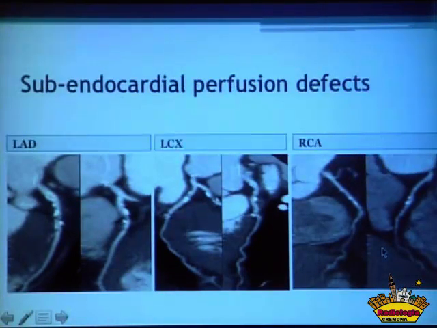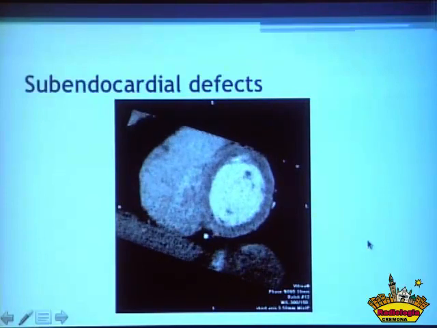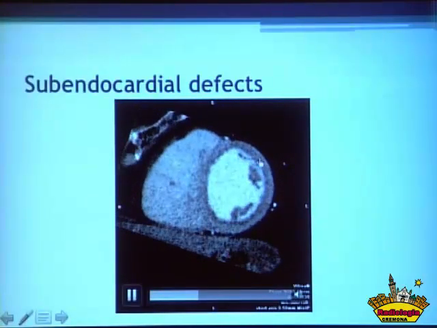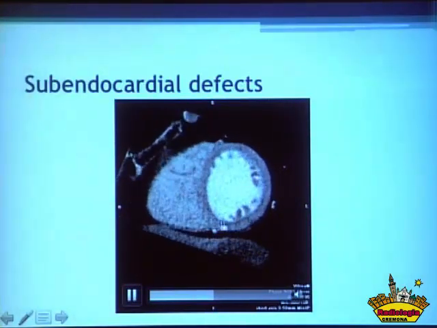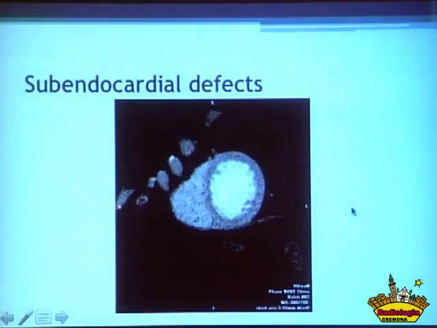Now, the CT scan can not just show the full thickness defects that you can see with occlusions like that, we can also see subendocardial perfusion defects. So this is an example of a patient's LAD, circumflex, and right coronary artery with a variety of calcified and non-calcified plaques. And this is their stress scan, and you can see this area in the subendocardium here that's darker than the outer aspect.